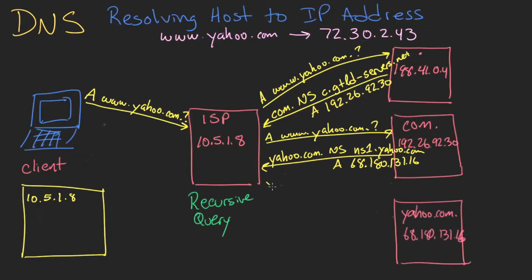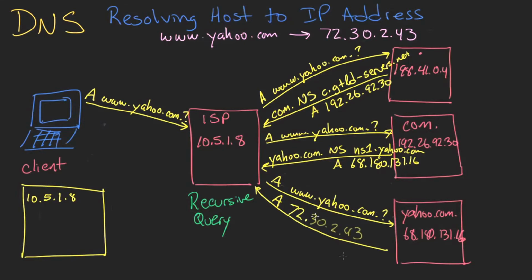So it asks the same question again. What is the address for www.yahoo.com? And this time, the DNS server has an answer. It says the address is 72.30.2.43. Now your ISP has the answer, and it can return that response back to you. And your computer is now able to contact the www.yahoo.com web server in order to deliver a web page to you.